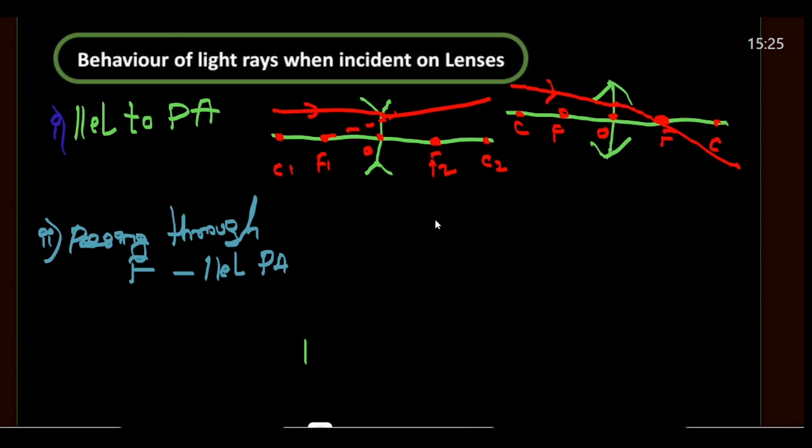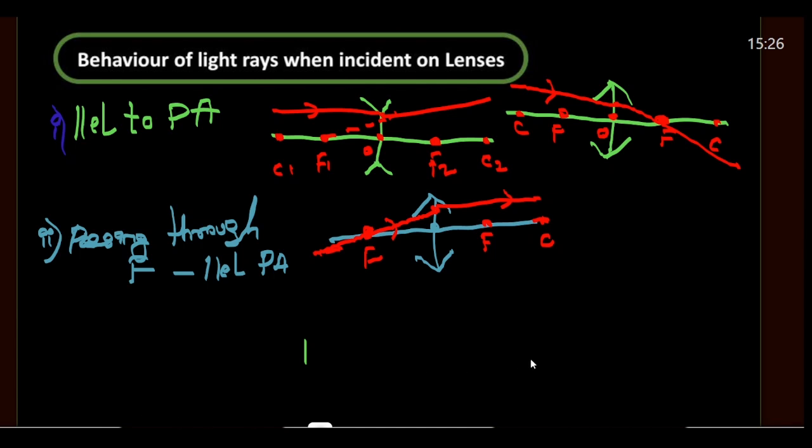Now I'll just show you one case. I'm considering here a convex lens, and this is the optical center, this side is the focus, and this side is the focus, and yes, it is the center, right? Now the light ray is incident on this lens like this. The incident ray is passing through the focus, right? After refraction, the refracted ray passes parallel to the principal axis. The same goes for the concave lens too.